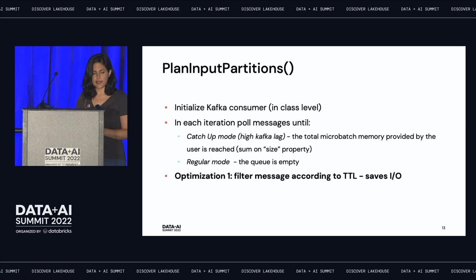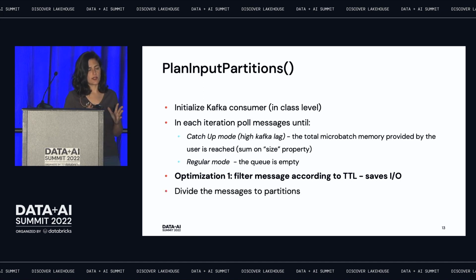So the first optimization we developed here is to filter out messages that are not relevant to the application anymore, like TTL. That gives us the ability to filter data at the planning level and saves I/O later in the executors.